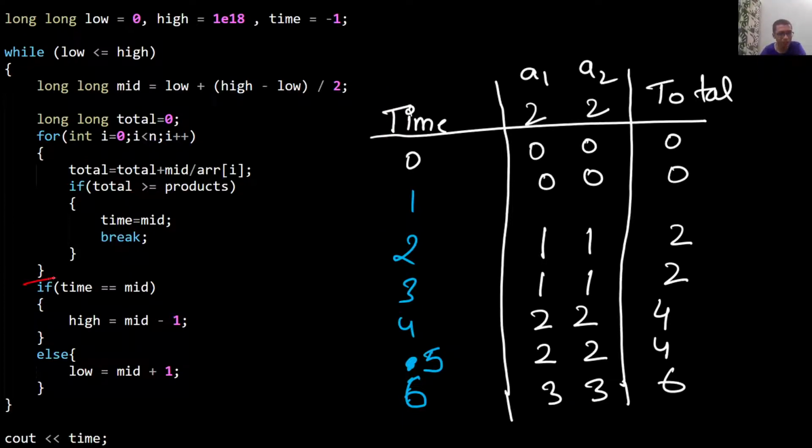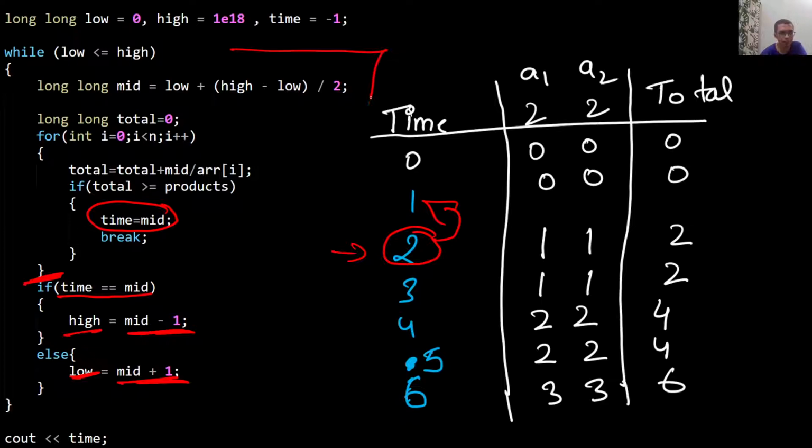After this loop ends, if time was mid, as you can see, it means that we have found a new time over here. So now my high has to be shifted over here. In this case, high would be mid minus 1, otherwise low would be mid plus 1, right? And after this binary search, I'll simply print time.